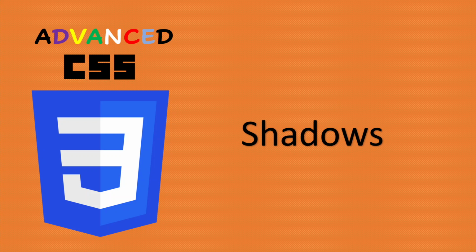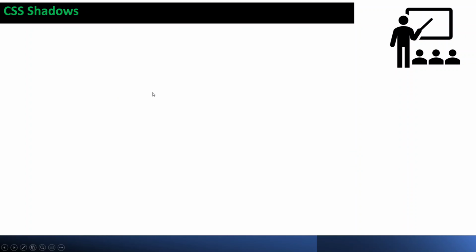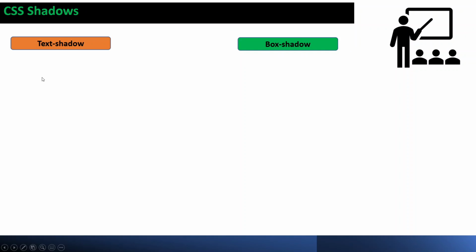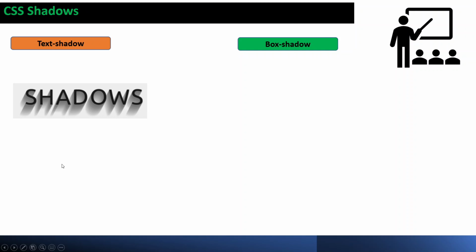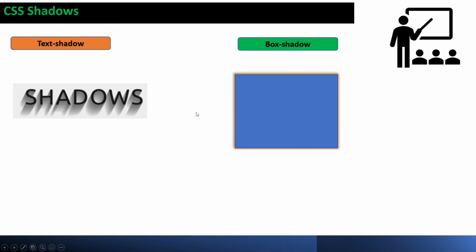We are going to be looking at how to create shadows, and the two types of shadows we're going to be looking at today will be text shadow and the box shadow. So this is how we're going to be putting shadows around our text, and the box shadow is how we're going to be putting shadows around our boxes. So see you in the code section.